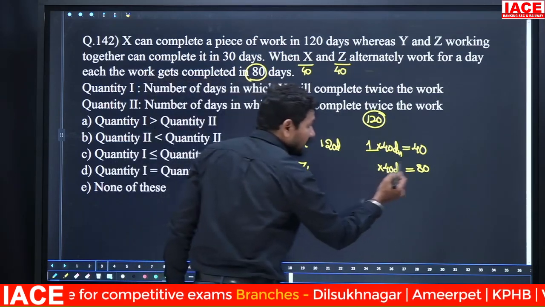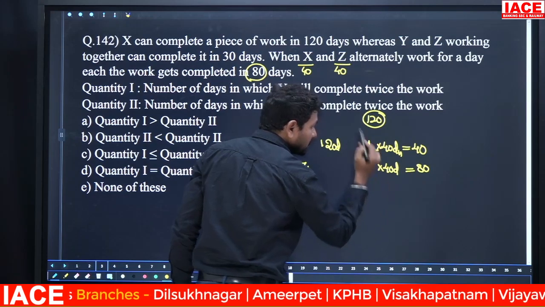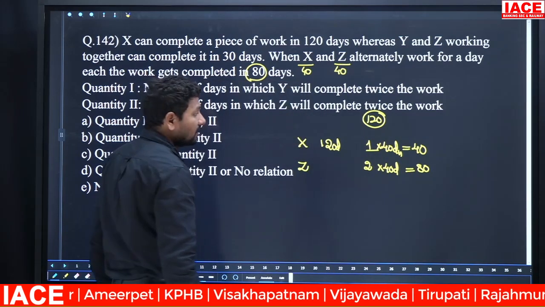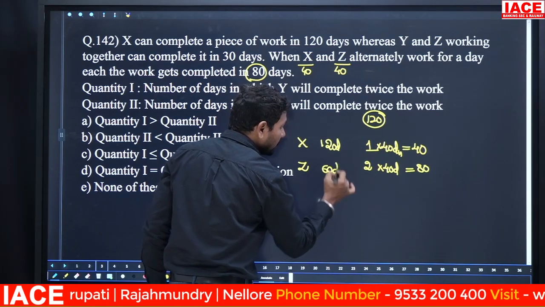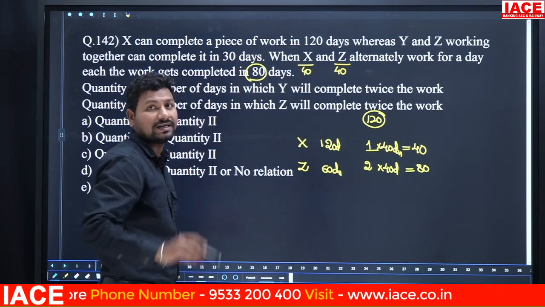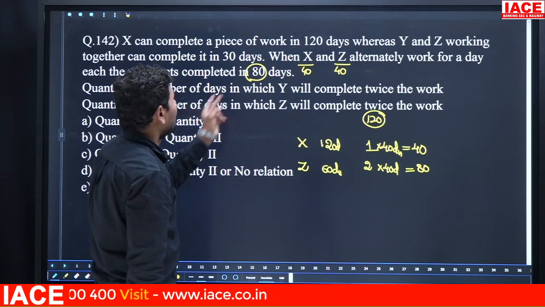Then 40 days and 80 units means what efficiency? 2 efficiency. Then 120 by 2 means Z alone will complete the full work in how many days? 60 days. Now Y and Z.